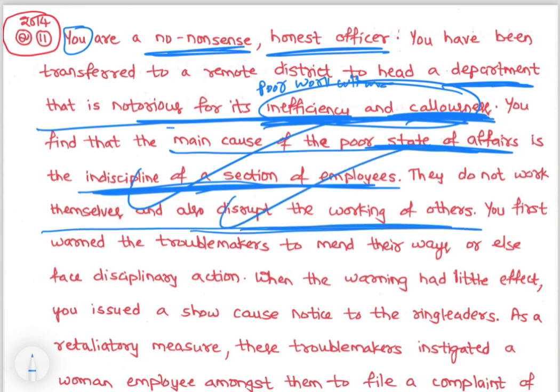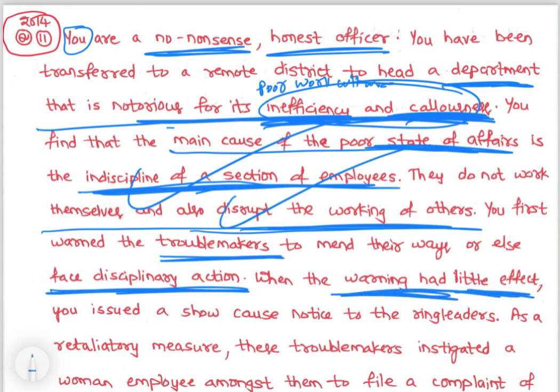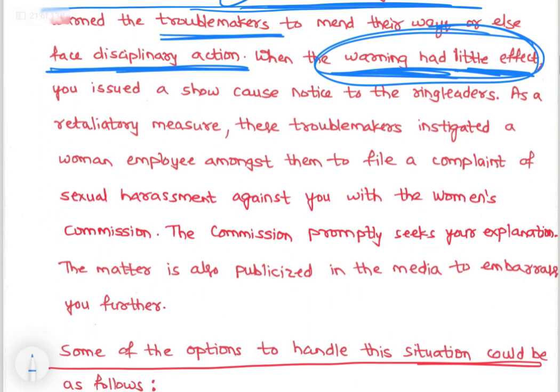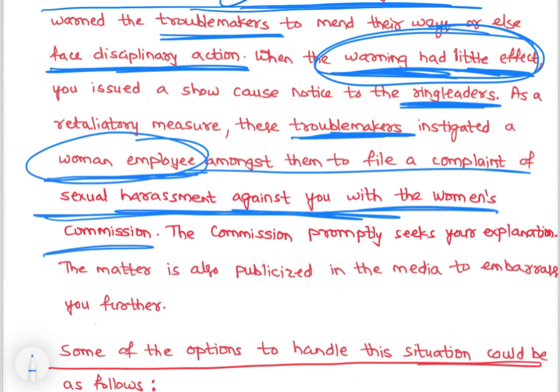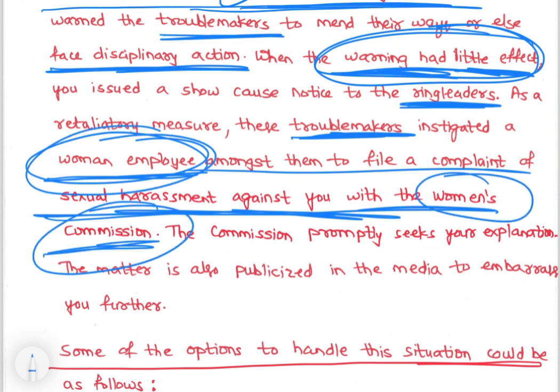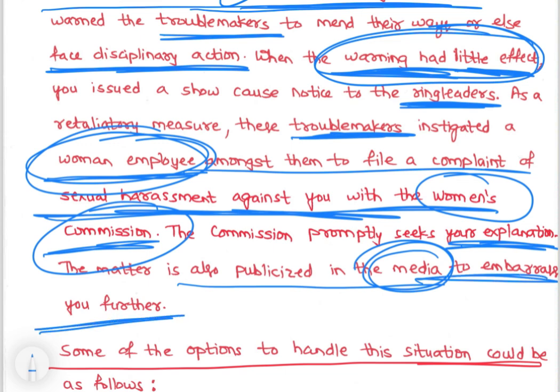Again, poor work culture. You first warned the troublemakers to mend their ways or else face disciplinary action. Okay, when the warning had little effect, that means there is no respect for hierarchy. Right? You issued a show-cause notice to the ringleader as a retaliatory measure. These troublemakers instigated a woman employee amongst them to file a complaint of sexual harassment against you with the Women's Commission. So Women's Commission is another stakeholder, woman employee is another stakeholder. The commission promptly seeks your explanation. The matter is also publicized in the media to embarrass you further.